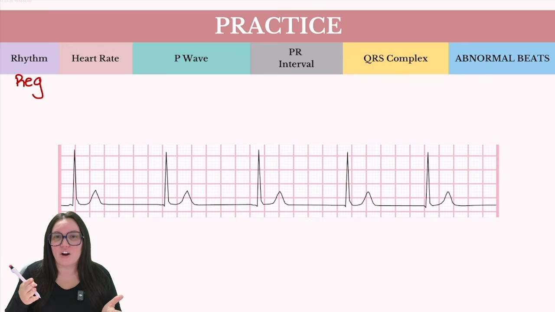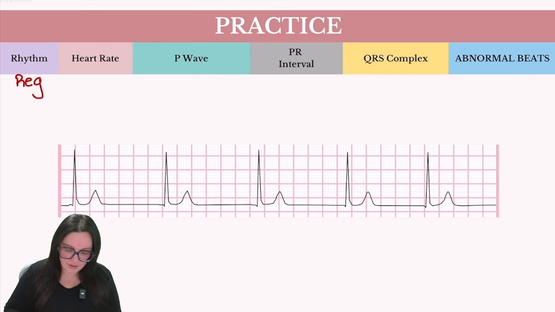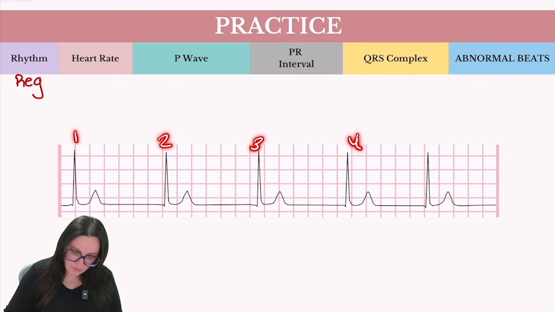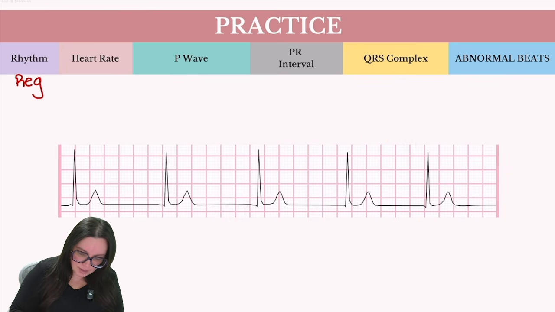Next up, we're going to look at our heart rate. So again, for dexterity purposes, we're just going to count the QRS complexes, but just know you should count all of the small boxes in between each R to R complex and divide them by 1500. Here we have 1, 2, 3, 4, 5 QRS complexes, so we have approximately 50 beats per minute.